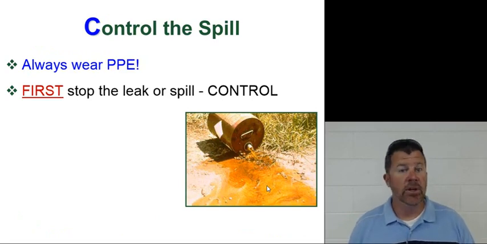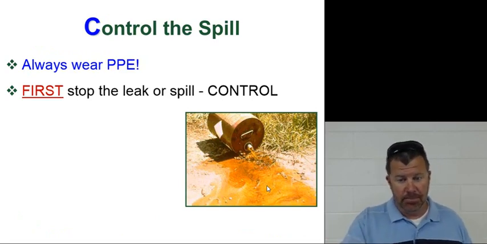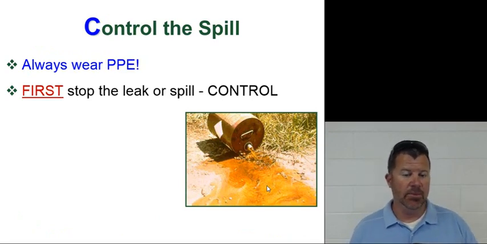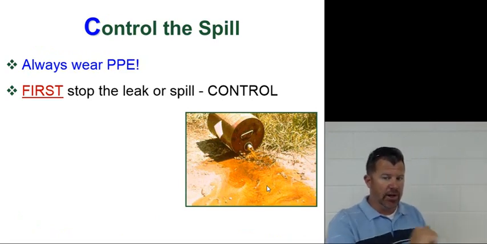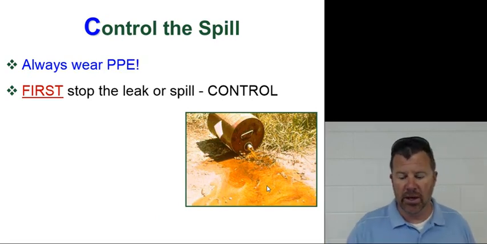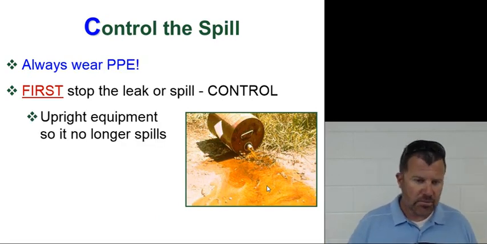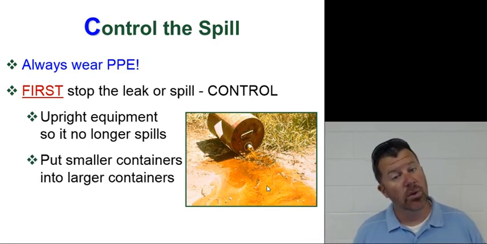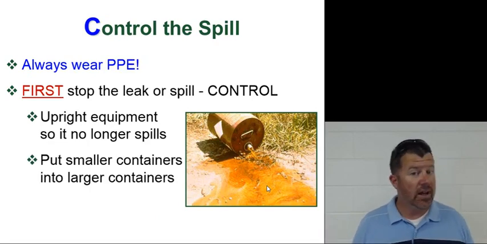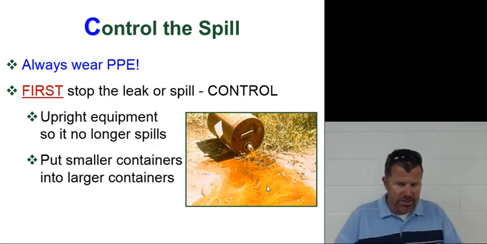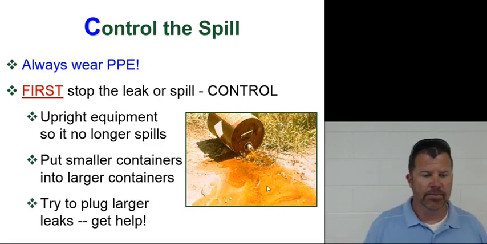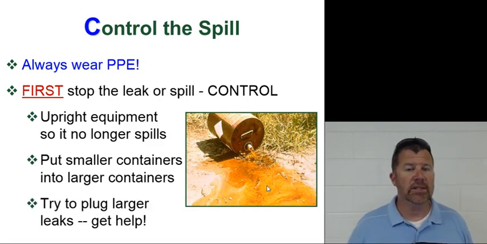If it's a matter of turning off a valve, or this pesticide container is leaking over on its side, it's as simple as wearing your PPE and turning it upright so it doesn't spill any more out. Put smaller containers into larger containers, like those 5 gallon buckets. Even those Rubbermaid Tupperware things, you can set it inside of that and it's going to contain it. And then try to plug larger leaks and get help.